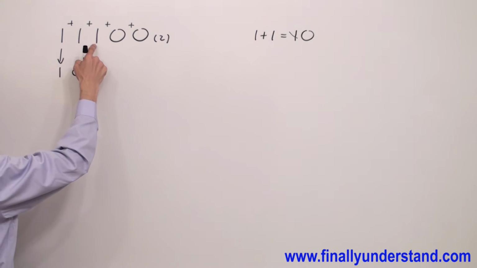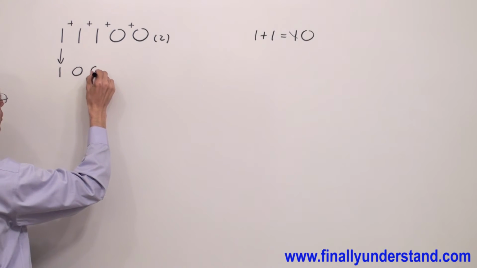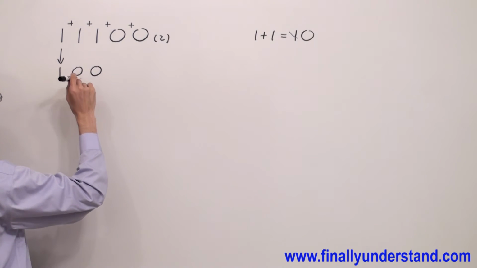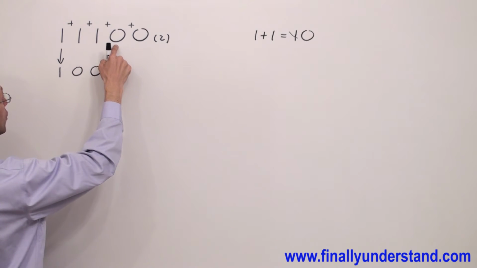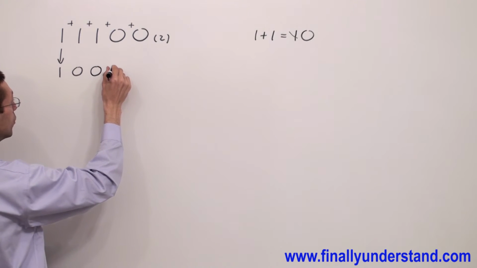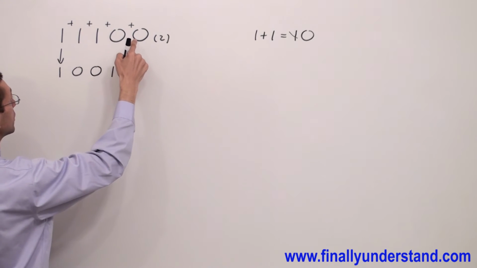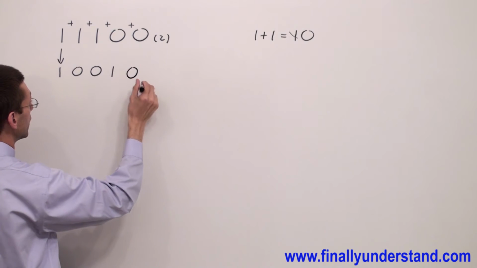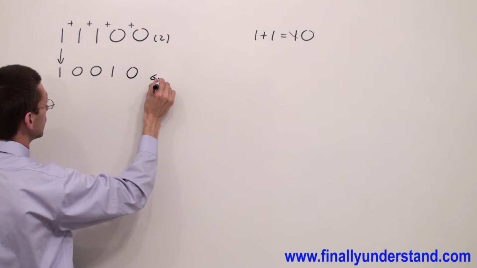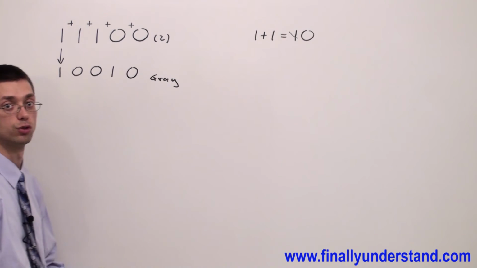1 plus 1 again is equal to 2. That's why I'm going to write 0 and ignore the carry of 1. 1 plus 0 is equal to 1. That's why I'm going to write 1 over here. 0 plus 0 gives me 0. And this is my gray code. This is the solution to my problem.